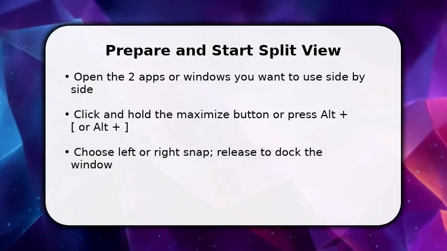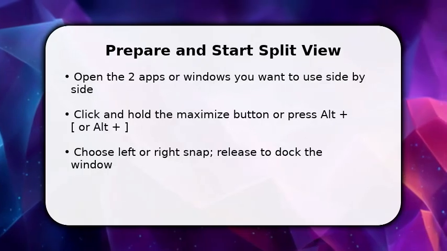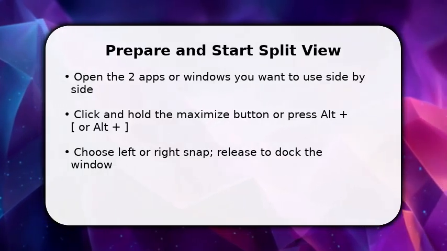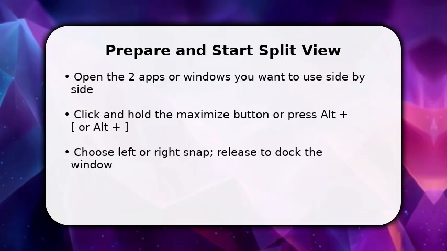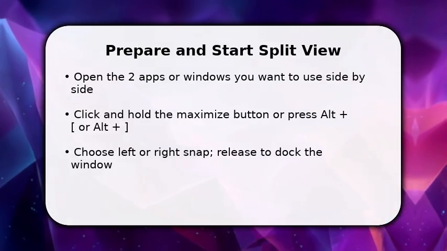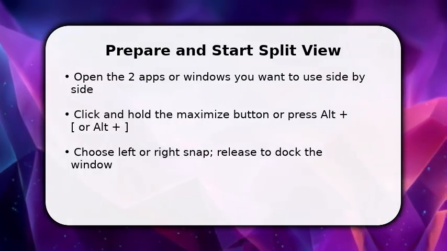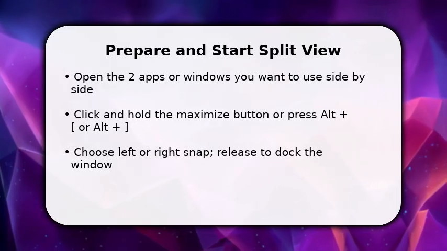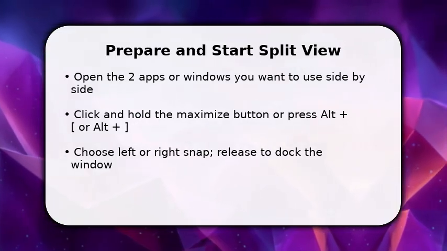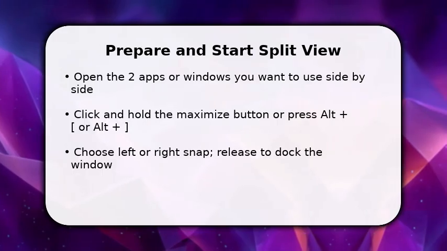You start by preparing both windows. Open the two apps or browser tabs you need. Once done, click and hold the Windows Maximize button or press Alt+[ to snap left, Alt+] to snap right. This immediately docks the active window to one side, while Chrome OS shows available windows on the other side.